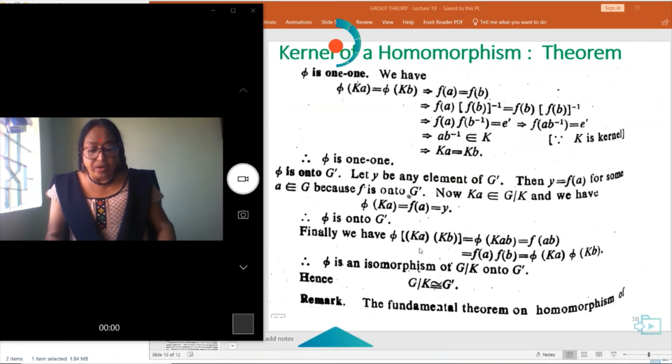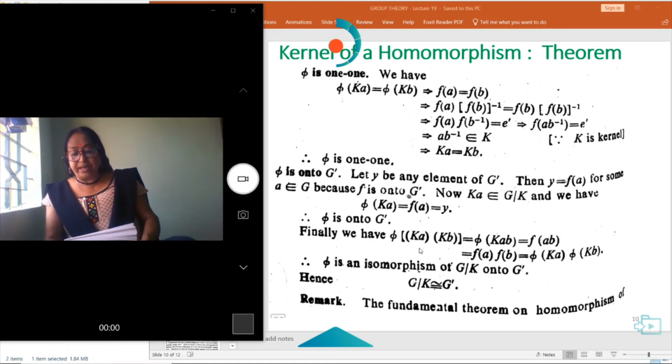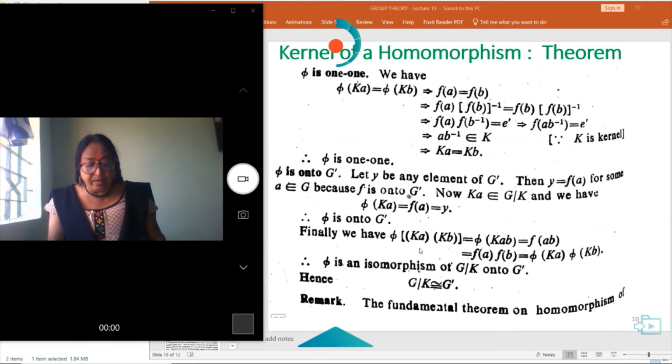Now to show that phi is one-to-one, phi(Ka) = phi(Kb). This implies f(a) = f(b). This implies f(a) f(b)^-1 = f(b) f(b)^-1 because f(a) = f(b) = e'. So f(ab^-1) = e' belongs to K. This implies Ka = Kb.